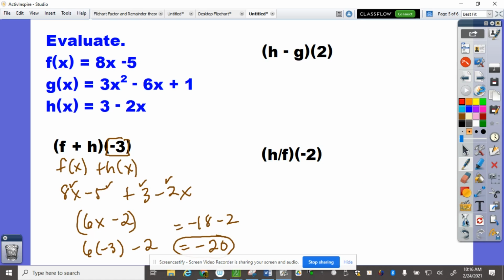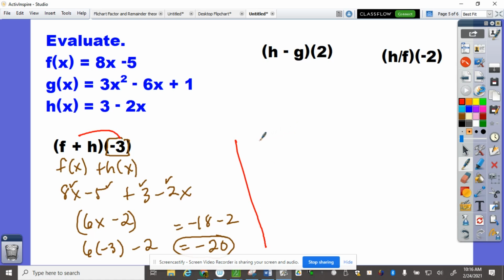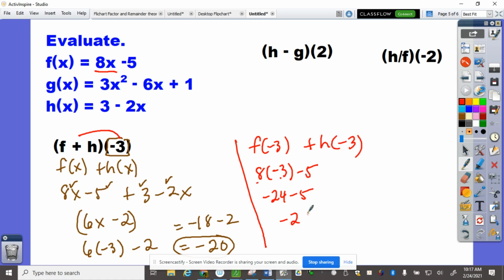Okay, some book references, they don't do it that way. Some would like you to plug in the value of negative 3 right away. Let's prove that the answer will be the same thing. So if you plug in the negative 3, it will be f of negative 3 plus h of negative 3. That's also fine. Let's plug in negative 3 to the f here. So this will become 8 times negative 3 minus 5. That will give us 8 times negative 3 is negative 24, minus 5 will be negative 29.